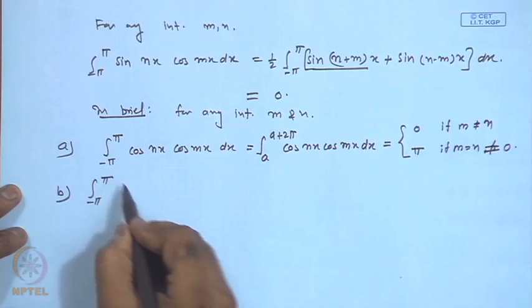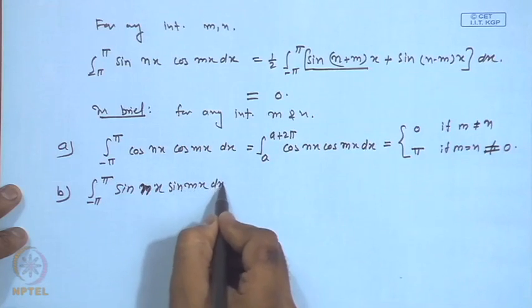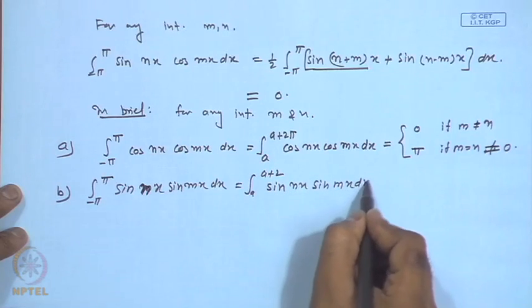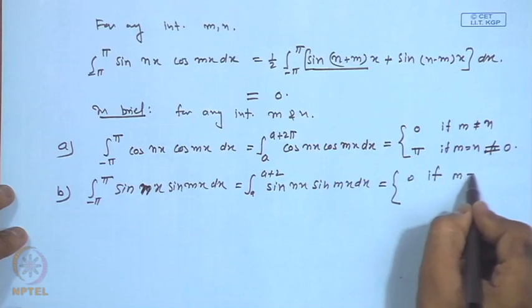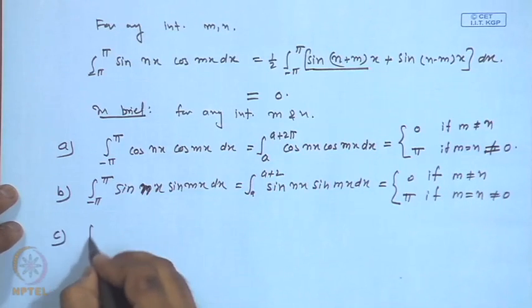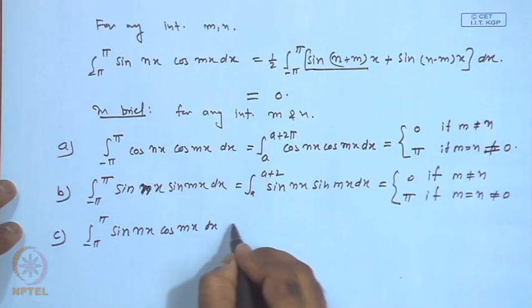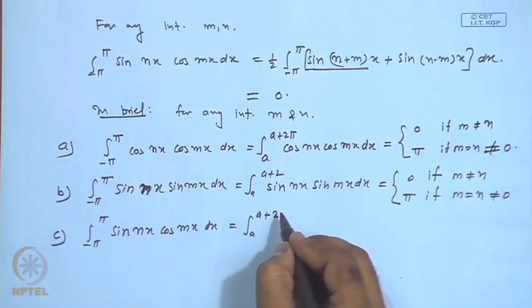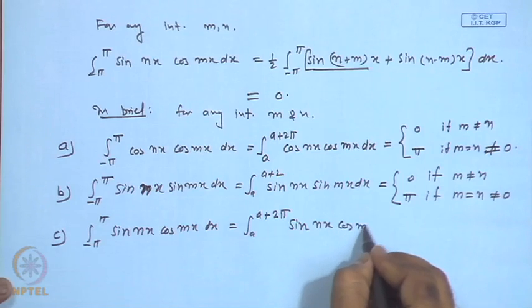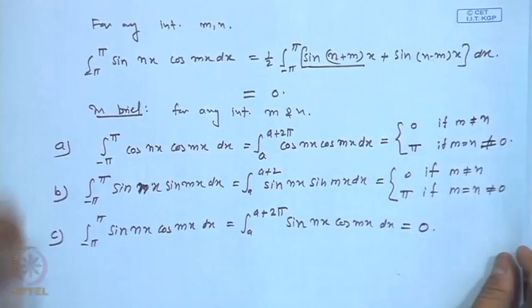The second one, minus pi to pi, or a to a plus 2 pi, the same value we will get, if we take sin nx and sin mx dx. In this case also we have 0 if m is not equal to n, and we have pi if m is equal to n and not equal to 0. So, the last case we have minus pi to pi, where we have the combination sin nx and cos mx dx, this will be a to a plus 2 pi, and this is always 0, whether m is equal to n or not equal to n, we will get 0.